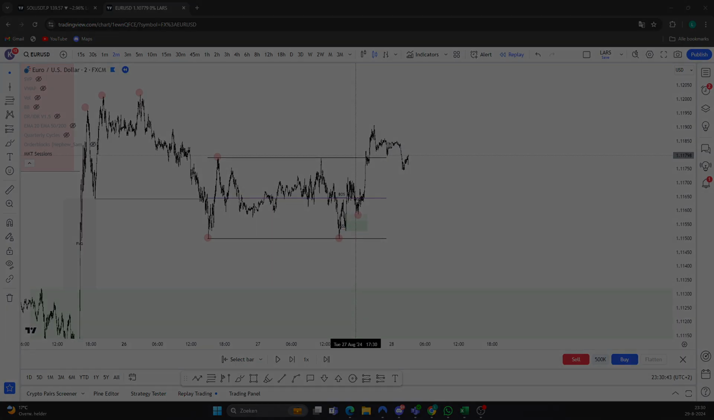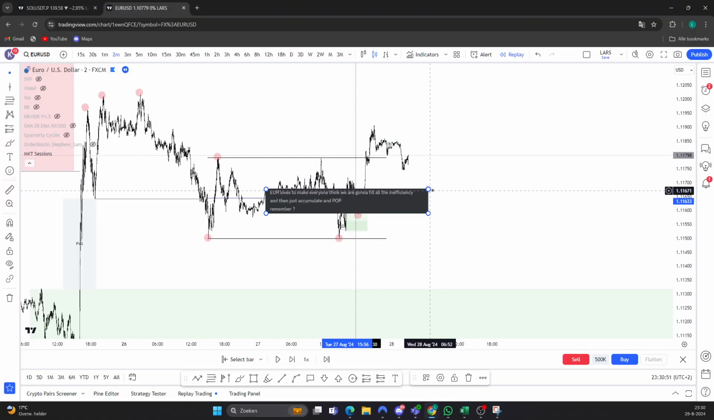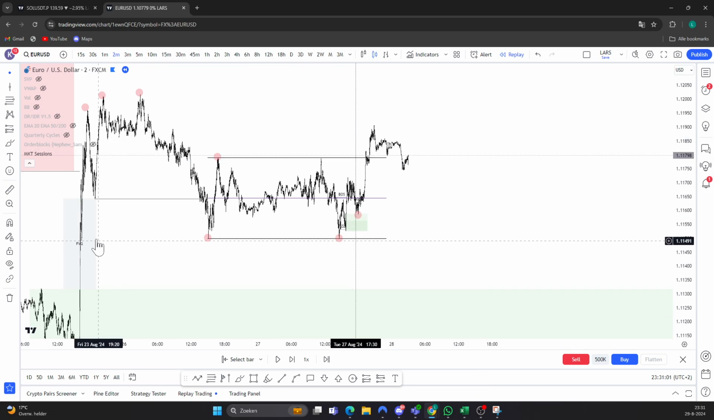Because I also said right here prior to that, which I didn't show on the first one, but the euro loves to make everyone think we're going to fill all the inefficiency on the left right here and then just accumulate and pop up. Remember? Because I remember it from another situation where the exact same thing happened. And I also have proof of entry, but I showed it on my Twitter actually.